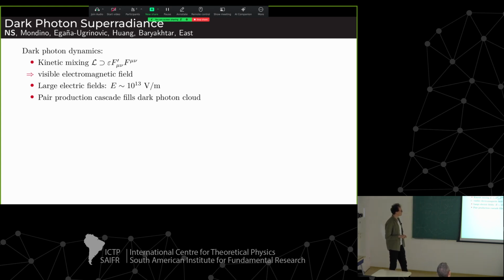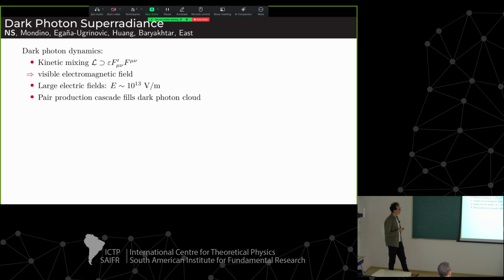Well, basically it means that if you have some electron that happens to fall into the superradiance cloud, it will experience the Lorentz force. The Lorentz force will be proportional to this epsilon, so if epsilon is very small, then it's basically negligible, but epsilon may not be super small. In fact, the electric fields can be extremely large. If these numbers don't really mean anything to you, basically what can happen is that you can boost a single electron in these electric fields up to extremely large boost factors, like 10 to the 8.